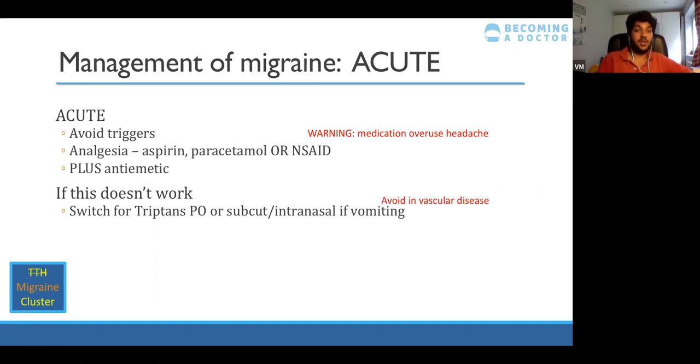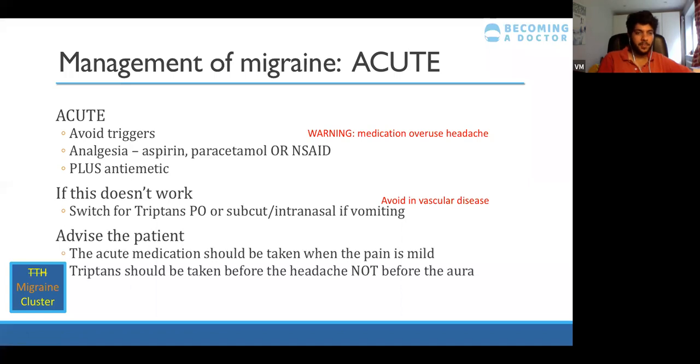A contraindication of triptans is vascular disease, so never give it in a patient who has peripheral vascular disease, for example. And again, little OSCE tips that might get you those extra ticks on the mark sheet: these acute medications should really be given when the pain is mild, and only take triptans before the headache, not before the aura. So if you think you have an aura coming, those visual symptoms, don't take it then.